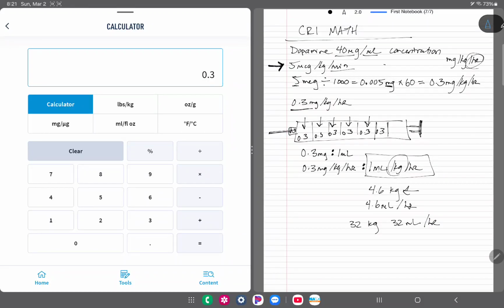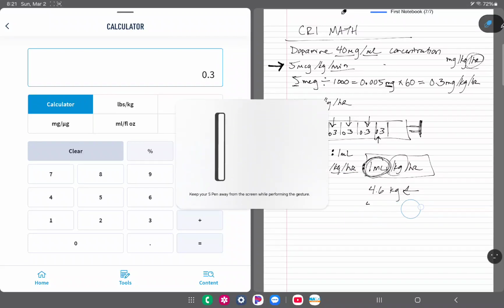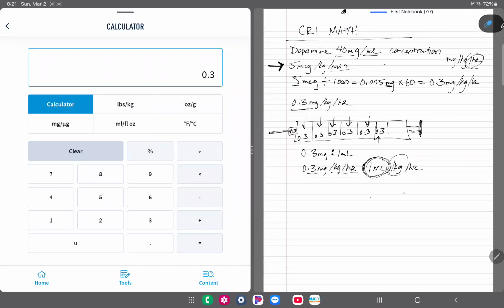Because 1 mil times your kg gets you how many mils per hour you need to be running this at. And you know, again, each one of those mils is going to have 0.3 mg per kg per hour in it. And that's the exact dose we were already looking for. So easy. Well, thank you, S Pen. I did need to hear that.